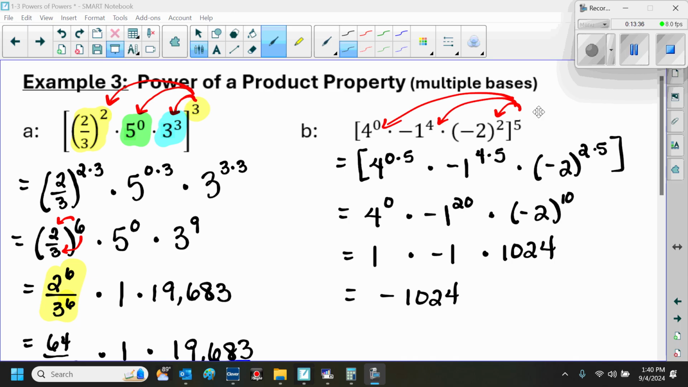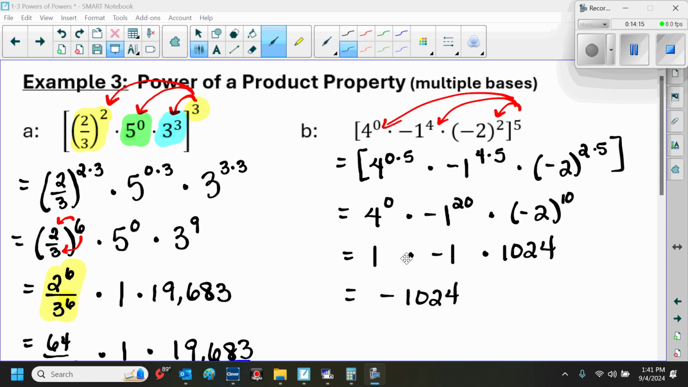Okay, so here we're going to take this 5 and we're going to apply it to everything inside the parentheses. So this is 4 to the 0 times 5 times negative 1, no parentheses, times the 4, raised to the 4 times 5, times negative 2 with parentheses, raised to the 2 times 5. Is everyone with me? So here we have 4 to the 0 times negative 1 to the 20th times negative 2 to the 10th.